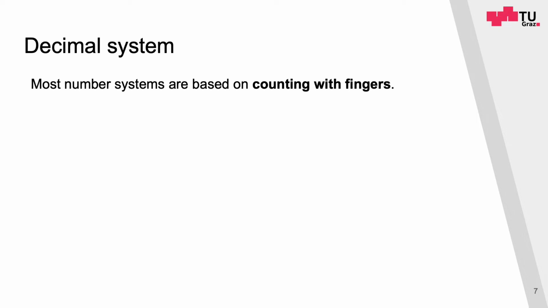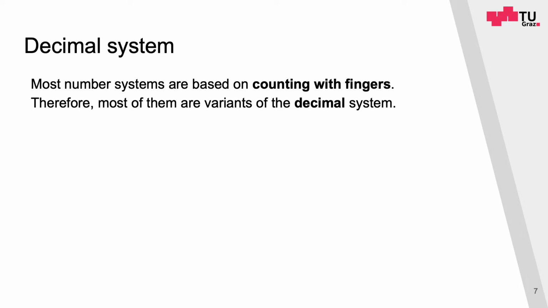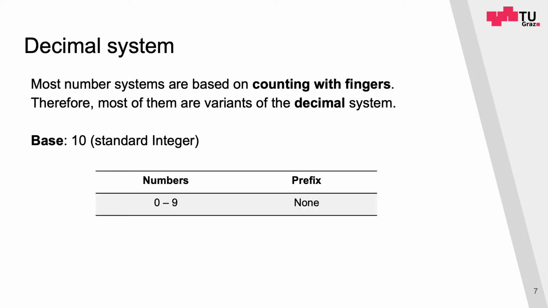So the first number system, which we all know, is the decimal system. Most number systems are based on counting with fingers. And therefore we also use the decimal system because we have 10 fingers. And most of the others are also variants of the decimal system. So the base for the decimal system is 10, because we have 10 fingers, as already said. And the standard integer is in the decimal system.